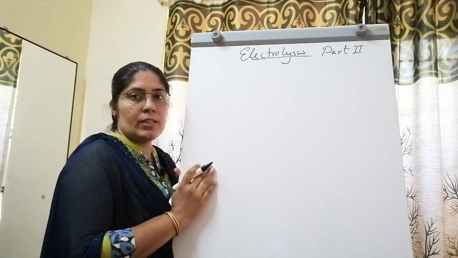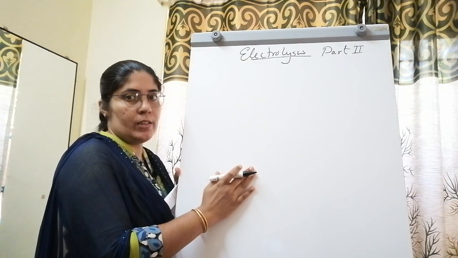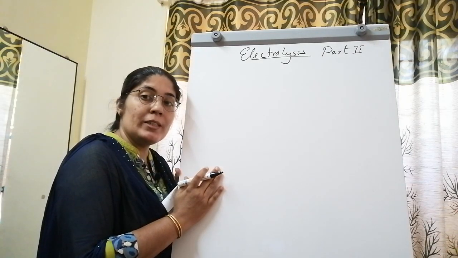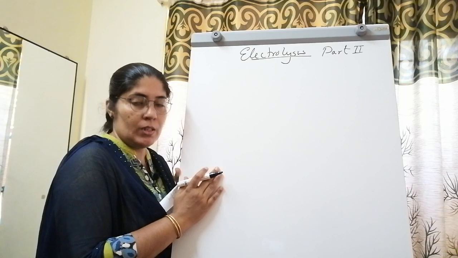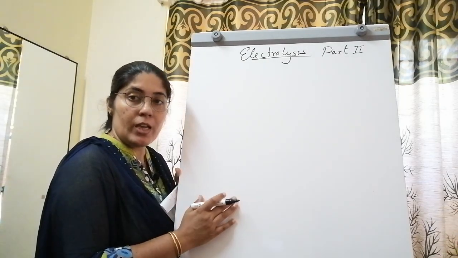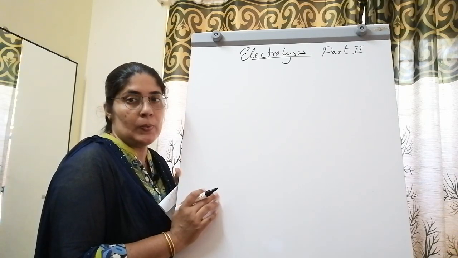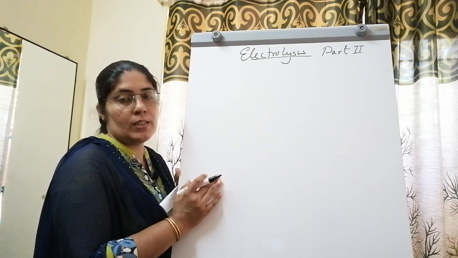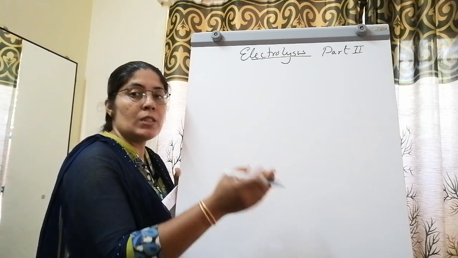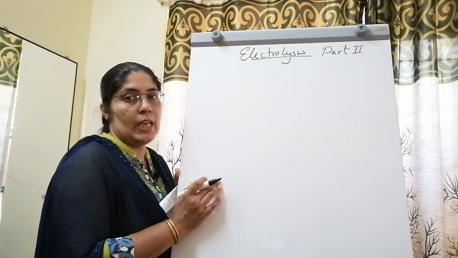Yesterday we had discussed the concept of what will be deposited at the cathode and what will be formed at the anode, that is, when we give current to a particular cell, what type of products are formed at the cathode and anode. Yesterday we were discussing electrodes which were themselves not participating in the reaction, that is, we were using inert electrodes.